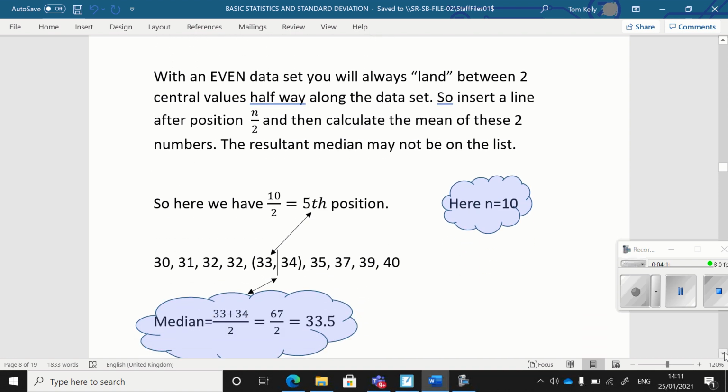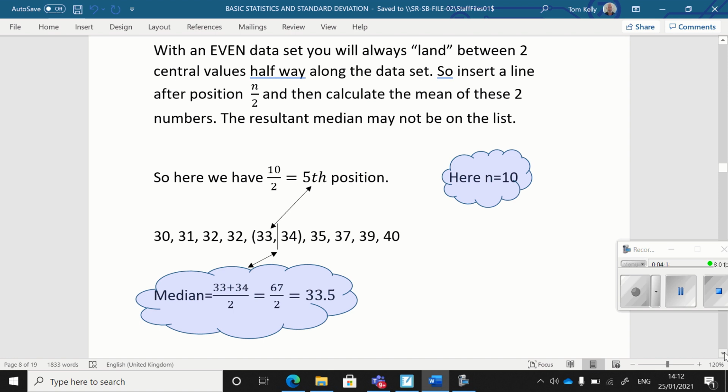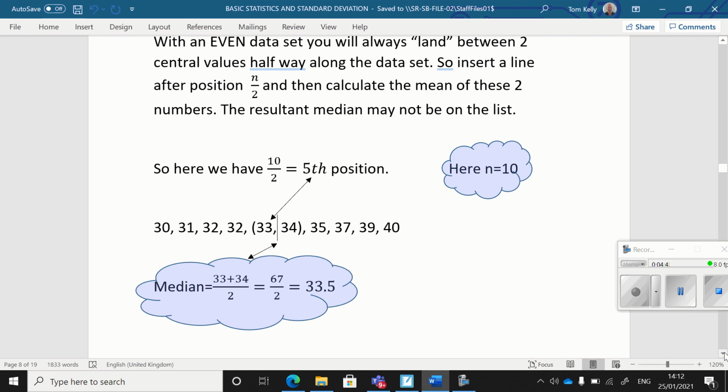And what I've done is I've bracketed off the two numbers either side of that little line there. Well, the central number, the median, what number would lie between 33 and 34? It does not have to be in your list. You're finding a central position here. So common sense would tell you halfway between 33 and 34 is 33 and a half. If in doubt, just add those two numbers up and divide by 2, and that'll give you the median of this data set. So that was just a little reminder on finding medians.